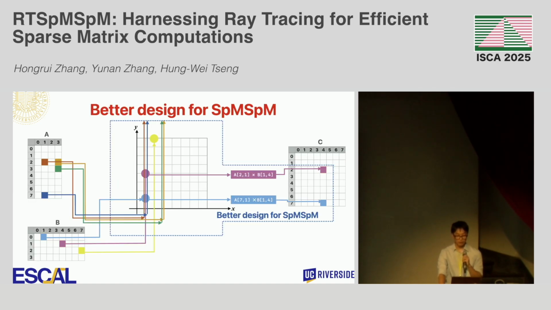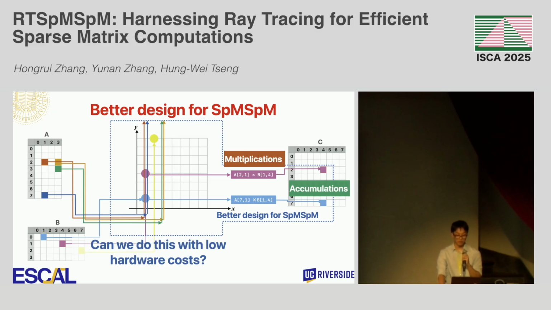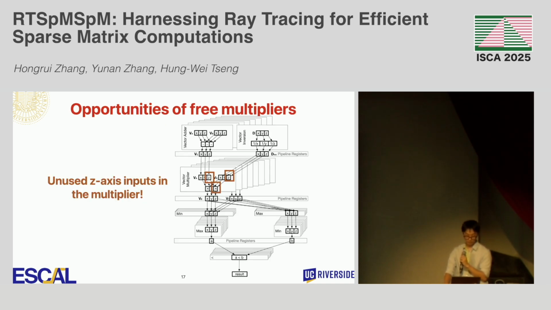Again, to achieve a better design for SPM-SPM on existing ray tracing accelerators, the hardware needs additional support for multiplication and accumulation. If we naively add circuits for multiplication and accumulation in ray tracing accelerators, this overhead will be significant, especially for the multiplications. So the question becomes, is there a way to do this with low hardware costs? And fortunately, the ray tracing pipeline already contains what we need.